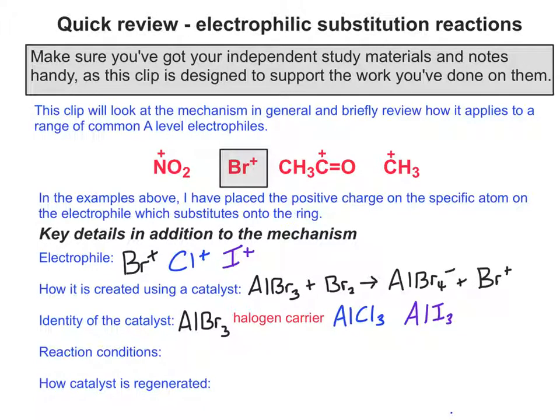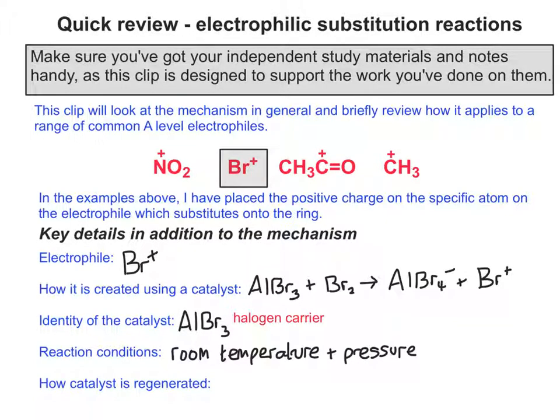So you can obviously use other halogen carriers according to the halogen that you're actually trying to substitute. So you could use AlCl3, you could use AlI3, etc., or even AlF3. The reaction conditions are room temperature and pressure. And once more, the hydrogen ion that came off the ring during substitution plays a role here and reacts with the AlBr4- to produce HBr and release AlBr3, or regenerate the catalyst.